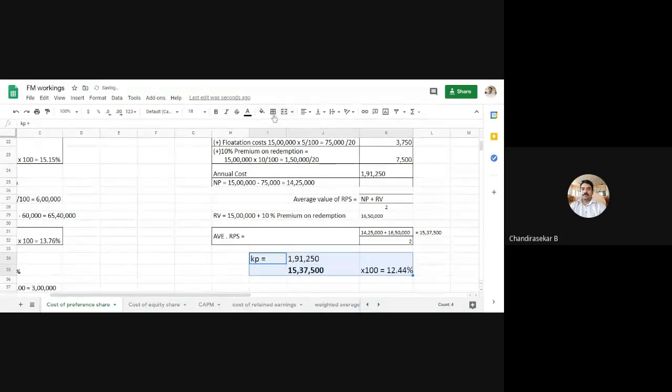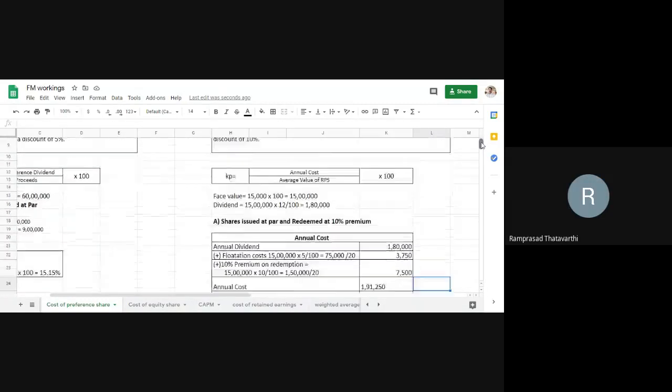Okay. Do you have any doubt in this? Any one of you? No, sir. Okay. So, the same procedure you are going to apply for the other two methods, the problems where shares are issued at discount or at premium, the alternative options.